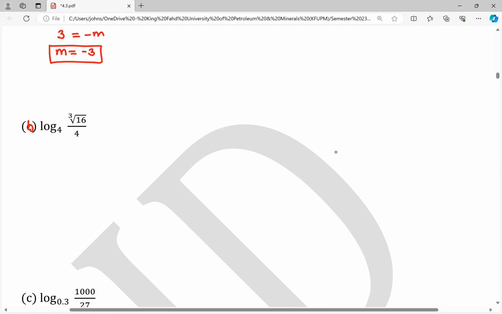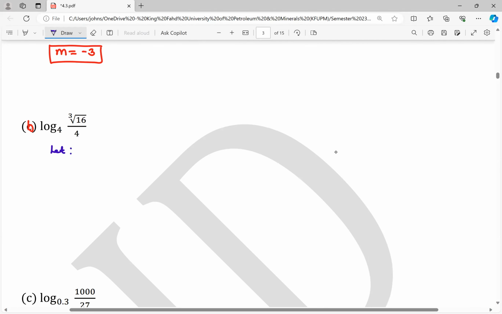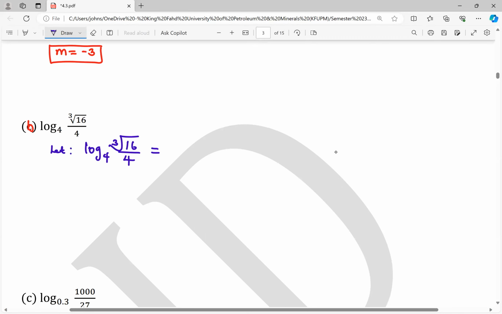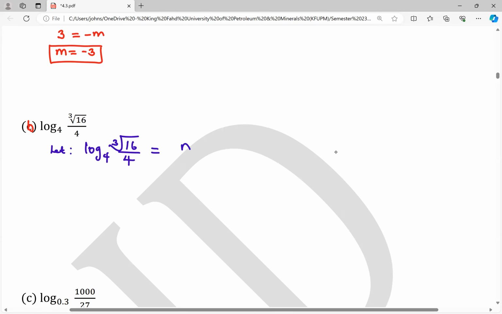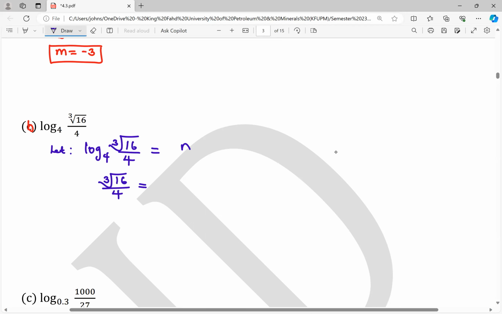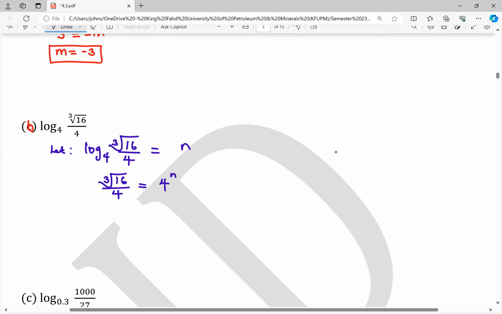Here we can say, okay, we let what? You can let log to base 4 of the cube root of 16 by 4. Let's use another letter this time, let's use n. So what does this mean? This means that the cube root of 16 over 4 is going to be 4 to power n, right?